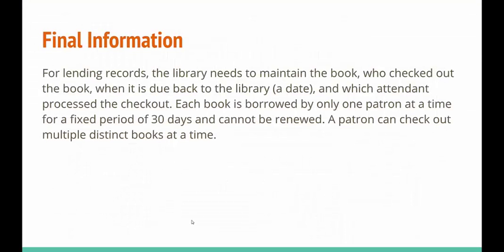Let's take a look at our final set of information regarding relationships. For lending records, the library needs to maintain the book, who checked out the book, when it is due back at the library, and which attendant processed the checkout. Each book is borrowed by only one patron at a time for a fixed period of 30 days and cannot be renewed. A patron can check out multiple distinct books at a time, however. So what information can we gather from this for our entity relationship diagram?